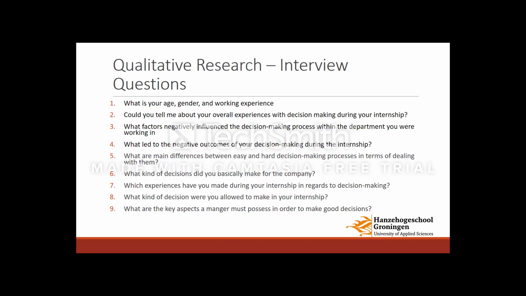This is an overview of the interview questions that have been used. For example, in the beginning: what is your age, gender, working experience? What led to negative outcomes of your decision making during the internship? And what are the key aspects a manager must possess in order to make good decisions? Those are 3 examples out of this list.